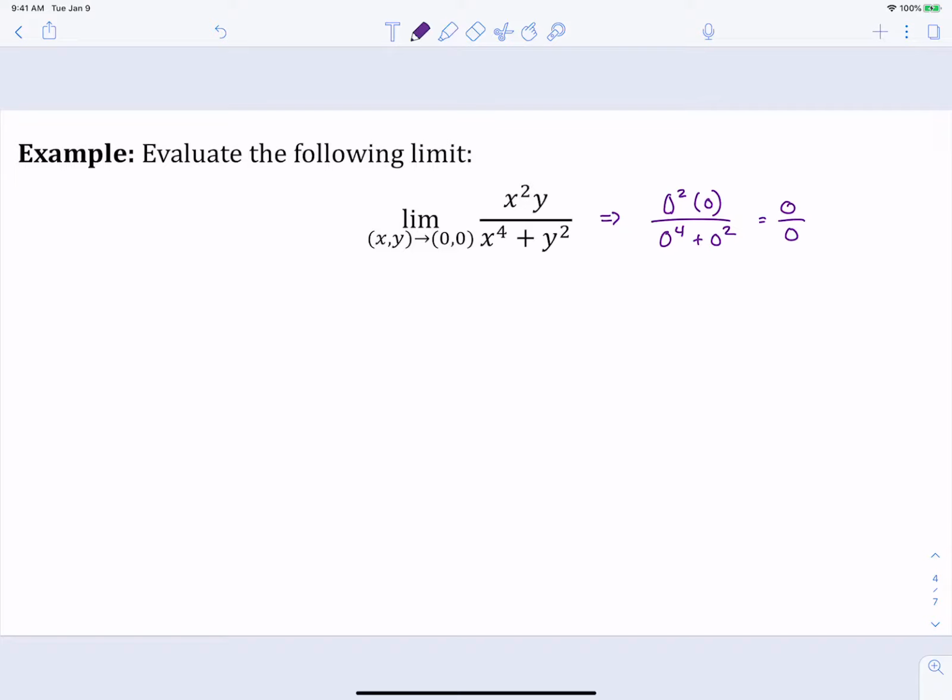That may mean that our limit exists. It may mean that it doesn't. It may mean that there's some algebra that we could do to help us figure this out. But what we could start by doing is looking at some paths that we could take to approach that point.